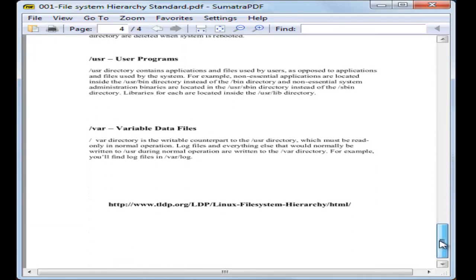And here at the bottom, if you would like to know further information about the Linux file system, you may check out this link over here. It will be very helpful in understanding the file systems of Linux.